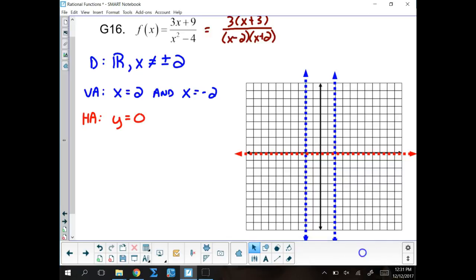What is my y-intercept? Negative 9/4. (0, negative 9/4). So that's like negative 2.25? Yeah.